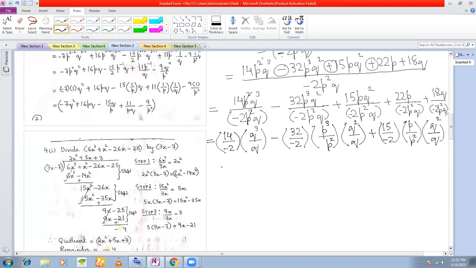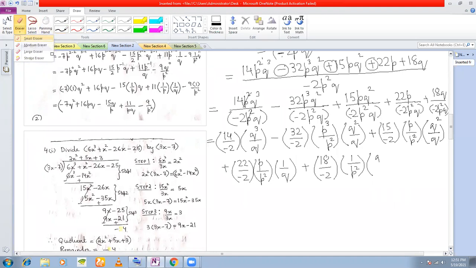Okay. Next you have a plus sign once again. You have 22 by minus 2. You have p by p², and you have 1 by q, plus 18 by minus 2. You have p² only in the denominator, so you write this as 1 by p². And you have both q's cancelling actually here. So no need to write anything in terms of q.